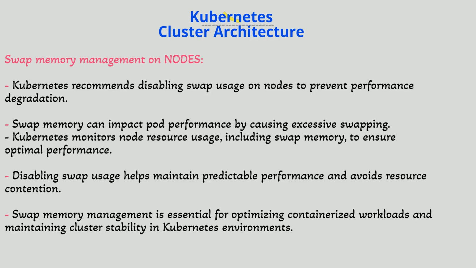Swap memory management on nodes. Kubernetes recommends disabling swap usage on nodes to prevent performance degradation. Swap memory can impact pod performance by causing excessive swapping. Kubernetes monitors node resource usage, including swap memory, to ensure optimal performance. Disabling swap usage helps maintain predictable performance and avoids resource contention. Swap memory management is essential for optimizing containerized workloads and maintaining cluster stability in Kubernetes environments.